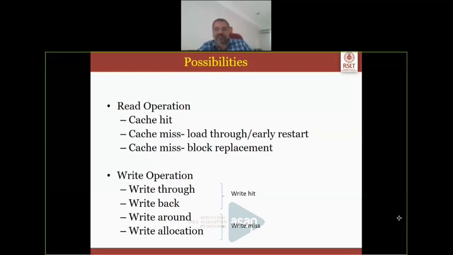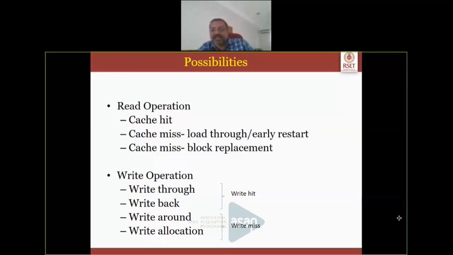I'll repeat once again. The processor executes a block and some modification is done by the processor. It has to be written back, it has to be updated. When it is trying to update, the processor finds that particular block is there in the cache, that is a write hit. If it is not there, that is a write miss.